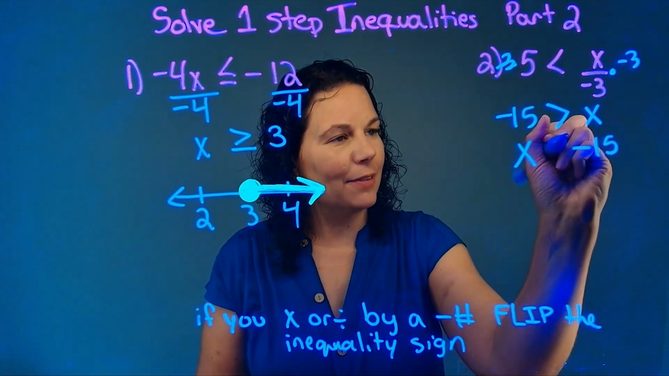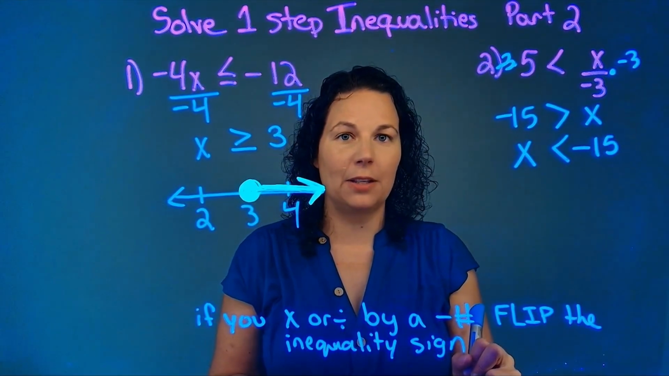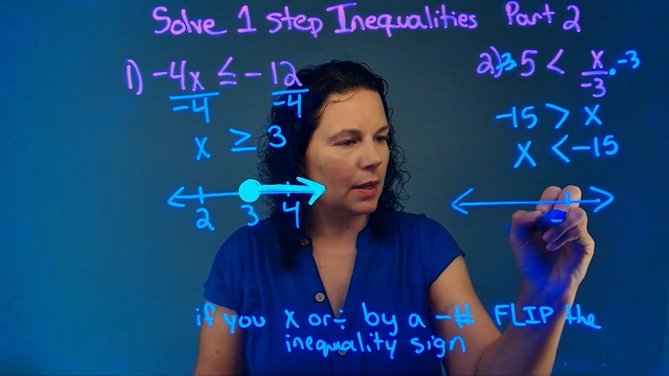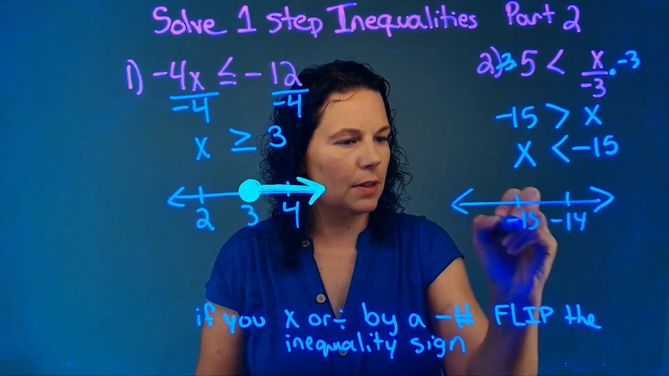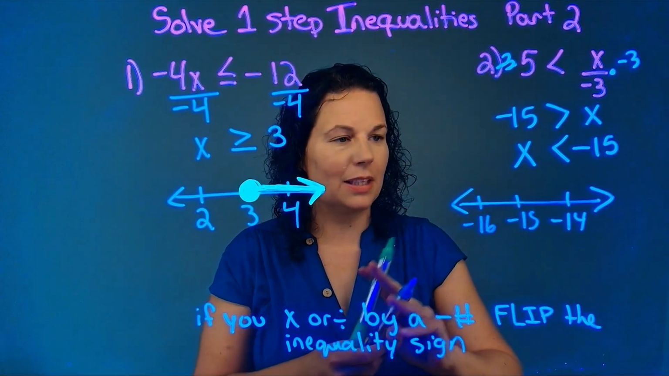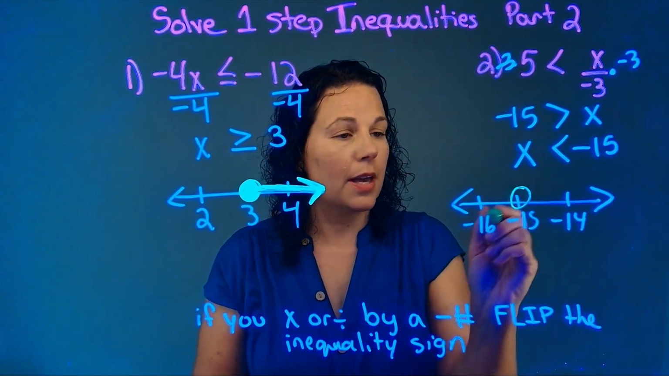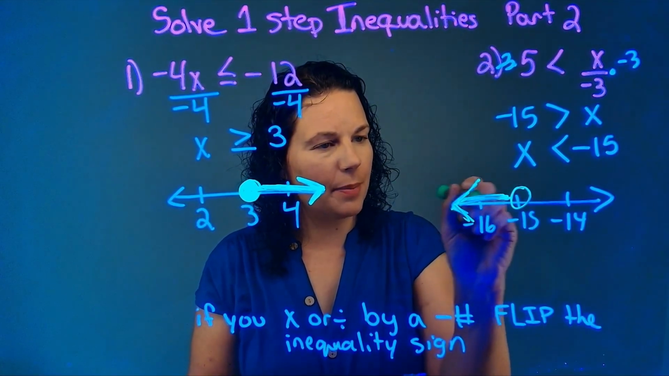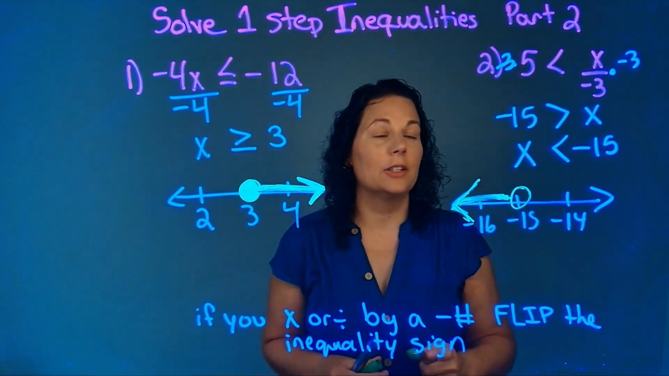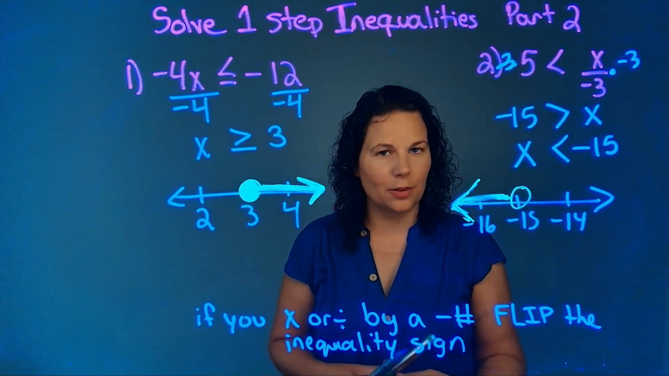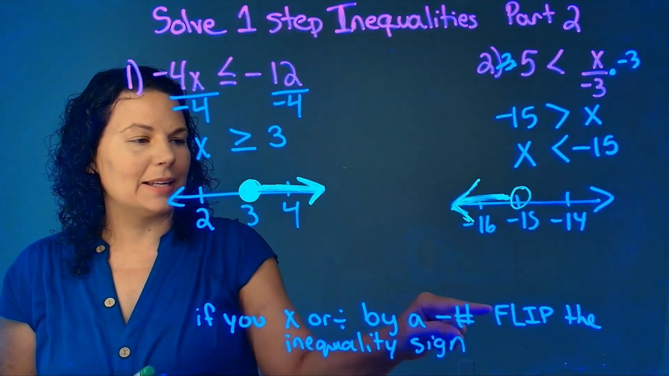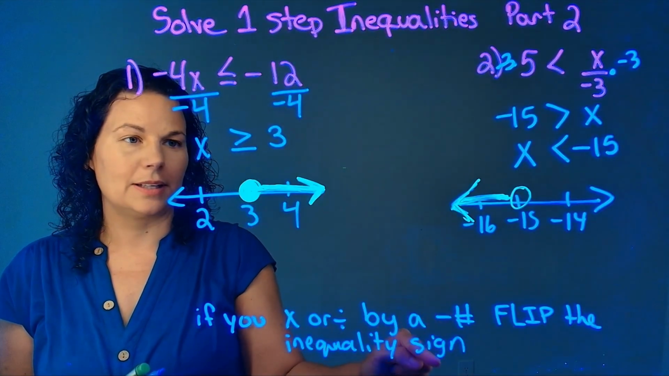It's eating the negative 15. It still needs to eat the negative 15, okay? And then we graph negative 14, negative 15, negative 16. So that's going to give me an open circle, and we are shading less than. And you can always grab a number and plug it in to the original and check and see if you're on the right track. Remember, when you are multiplying or dividing by a negative sign, flip the inequality sign.